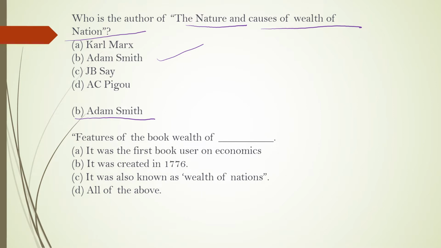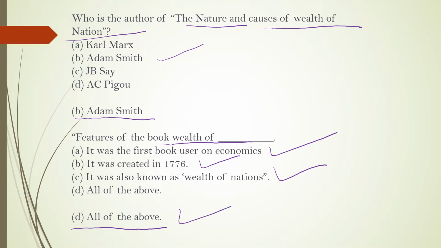Features of the book Wealth of Nations. It was the first book on economics, right? It was created in 1776, right? It is also known as Wealth of Nations. So, all of the above. All three options are related to Wealth of Nations. So the right answer is all of the above.